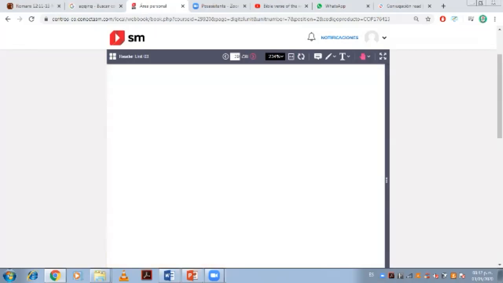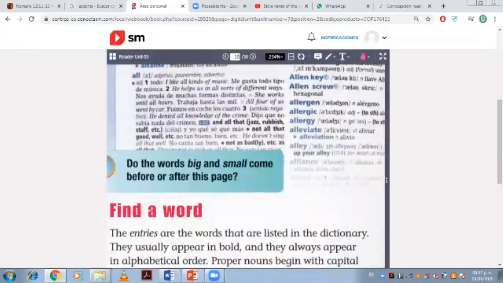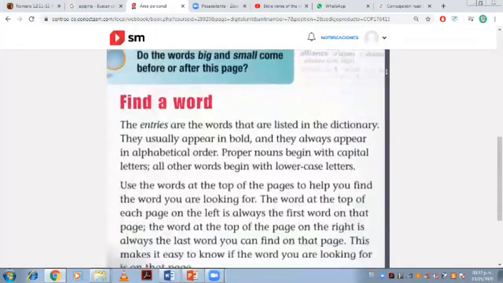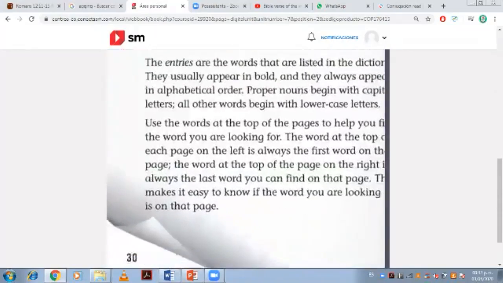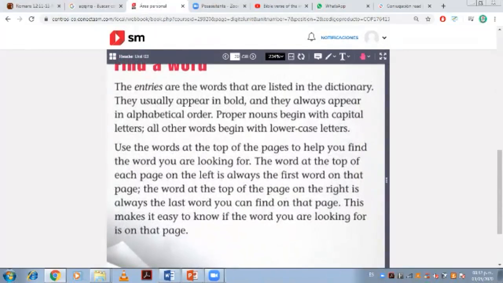Okay, very good. Let's continue with page 30. Página número 30. Find a word.